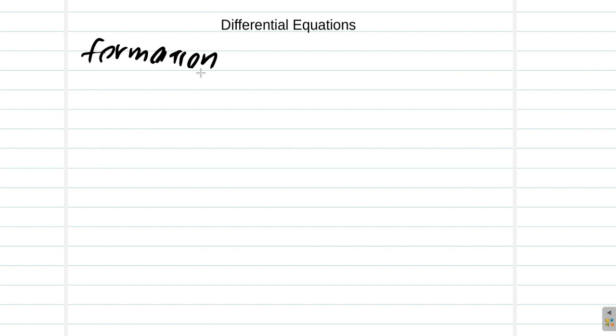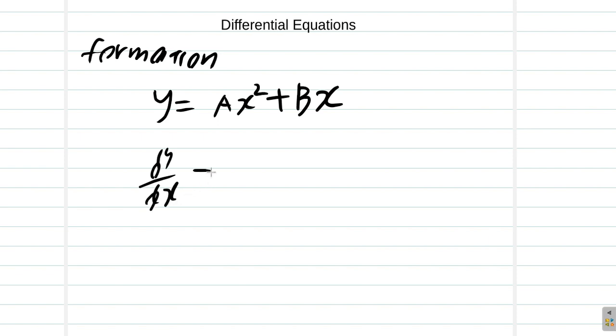Now, suppose we have a quadratic polynomial equation, y is equal to, with arbitrary constants in it, ax squared plus bx. And we are going to form a differential equation without the a and the b. We don't want to show the a and the b. So, let us differentiate. dy by dx equals, this would be 2ax plus b. Should see that.